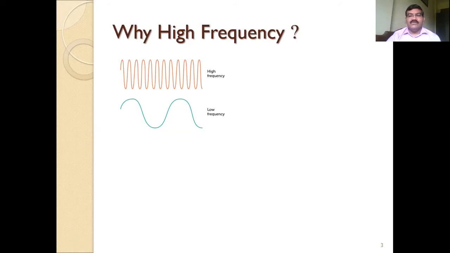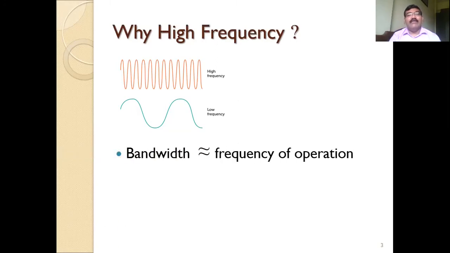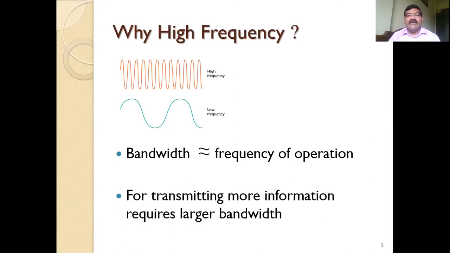Now, why are we going for it? What is the basic and fundamental reason? The basic and fundamental reason is the bandwidth. What is bandwidth? It is the frequency range of operation. We require bandwidth for transmitting more information, or large information. How can we understand and justify this?